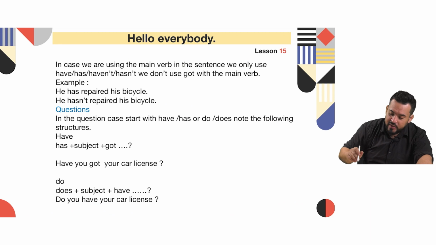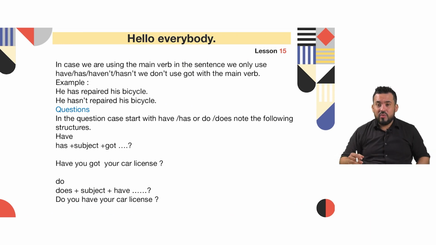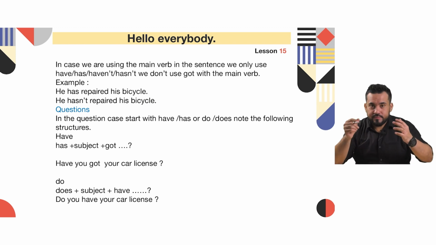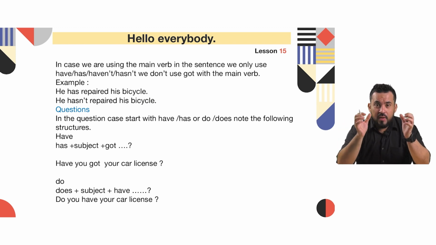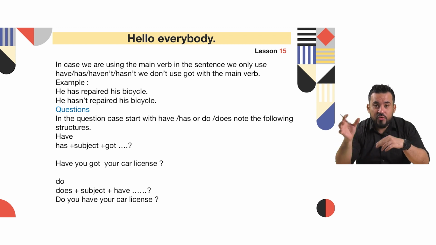Okay? We will take a look at how you make a negative statement or a question, which is the only difference. Have got in a question will be have you got. Okay? Have you got a pencil? Have you got a spare tire? Okay? So have you got. Now, the negative have got will be haven't got or hasn't got. Like, I haven't got the time, or she hasn't got any money.